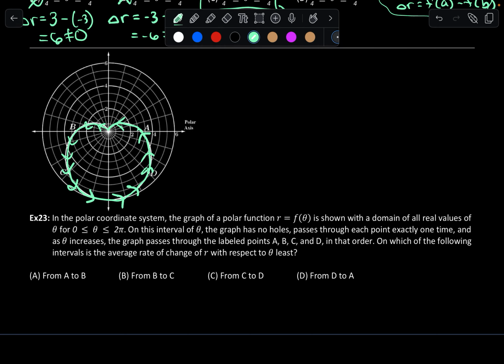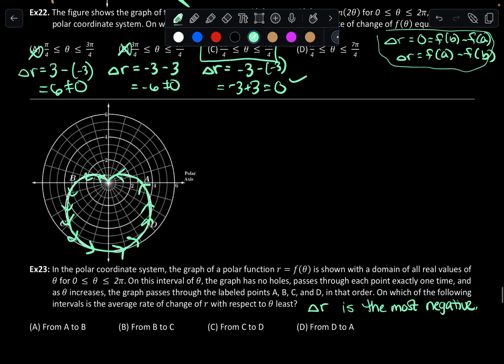So on which of the following intervals is the average rate of change of r with respect to theta the least? So when it says the least, we are still looking at delta r. And we want to find when delta r is the smallest. Well, not necessarily the smallest, we'll say is the most negative. Because if we say smallest, that means closer to 0. But we could get a negative average rate of change, which would technically be the least. So we're going to use delta r to find which interval the average rate of change of r with respect to theta is the least.